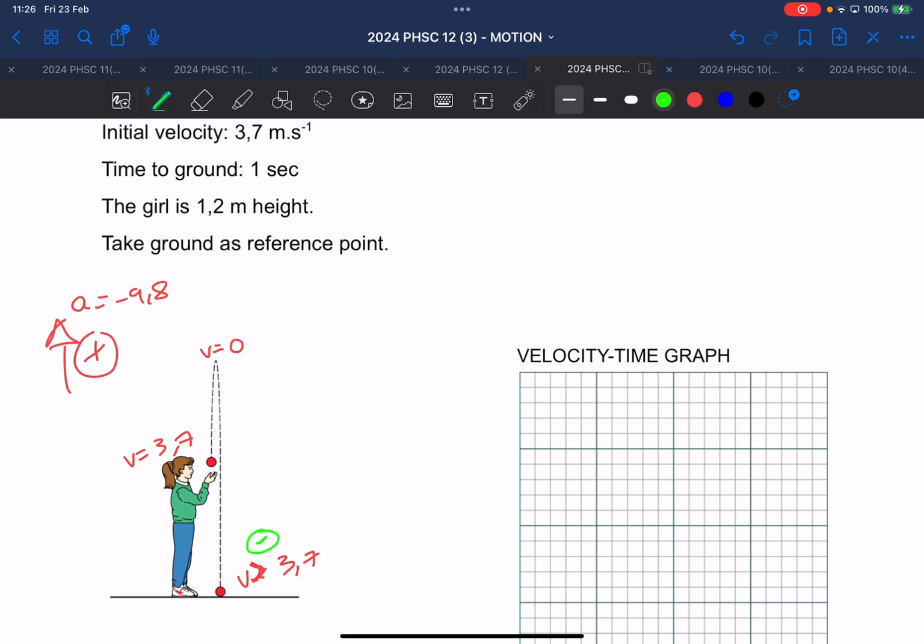Isn't that supposed to be the other? Yeah, but what I mean is the magnitude, the absolute value. Absolute just means the positive value of whatever is given. Alright, the time to the ground they say is 1 second, so time to this is 1 second. And then this height there is 1.2 meters.